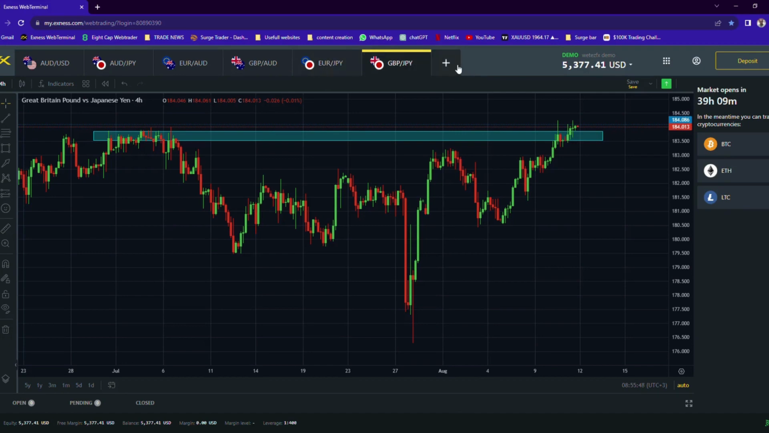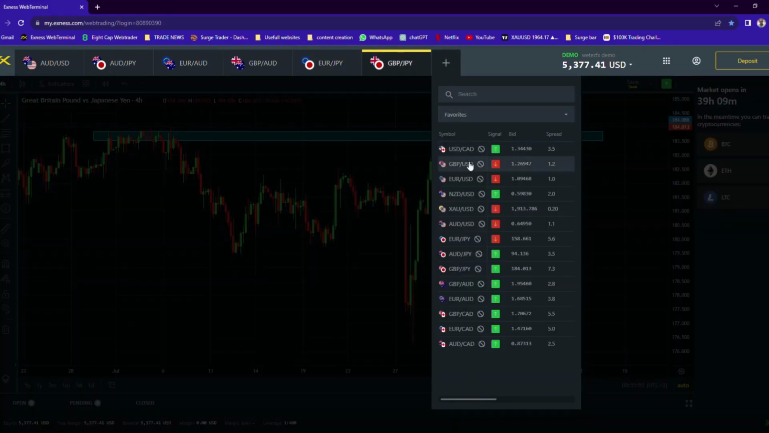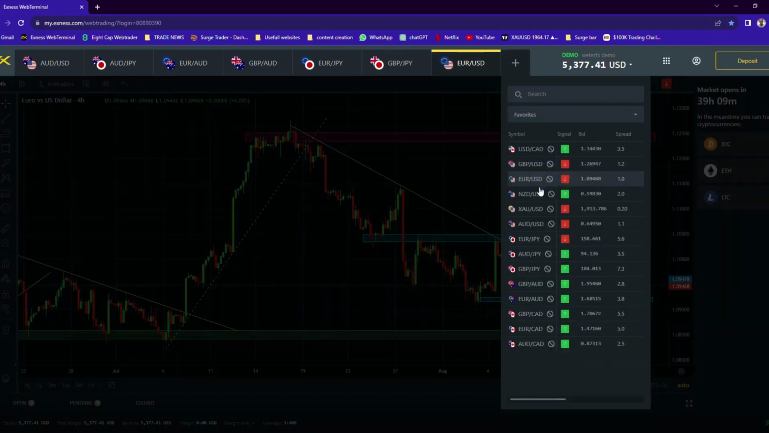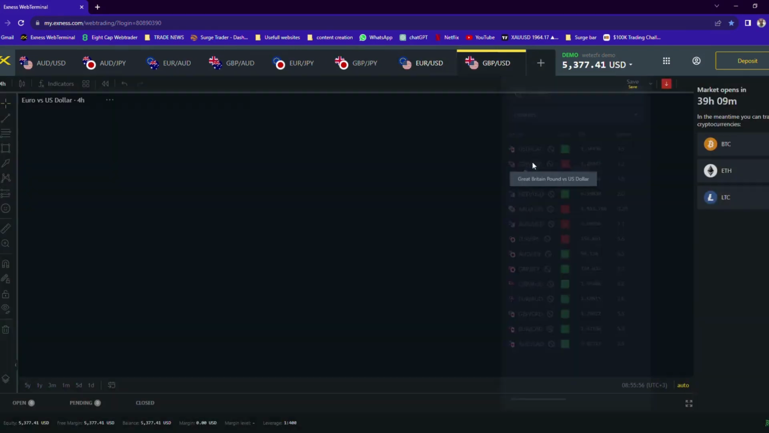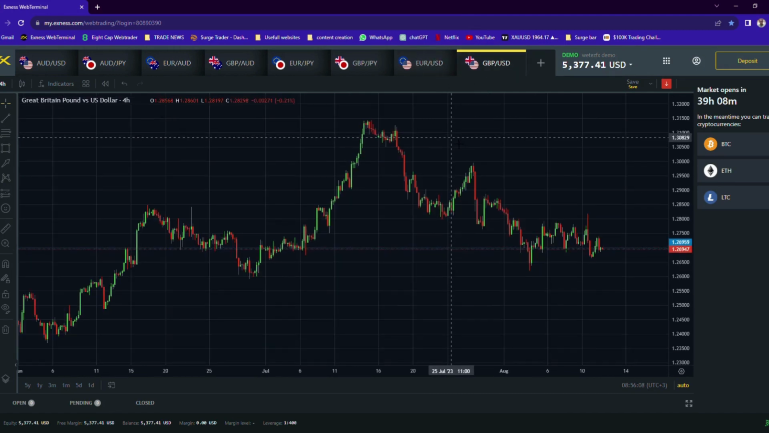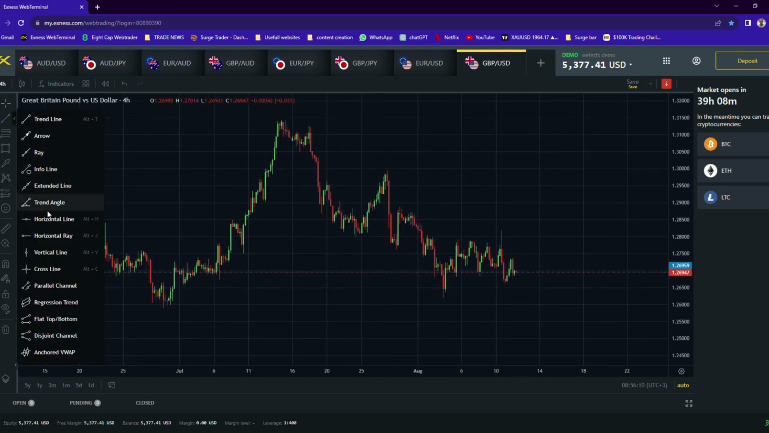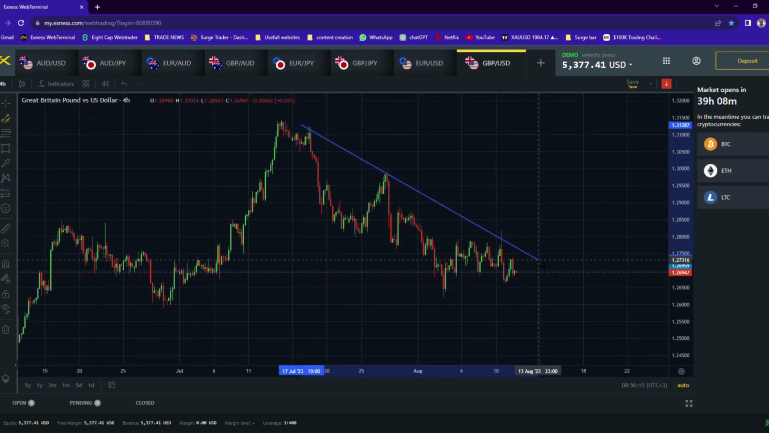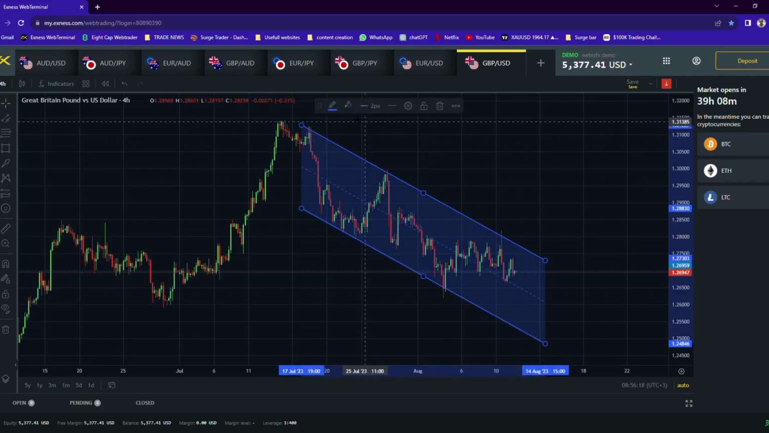Now the third pair will be Euro USD and GBP USD. These two pairs can always be analyzed almost in the same scenarios. So what do I mean by this? You can see that in the previous week, in the weeks before, you have seen that downward trend on GBP USD.